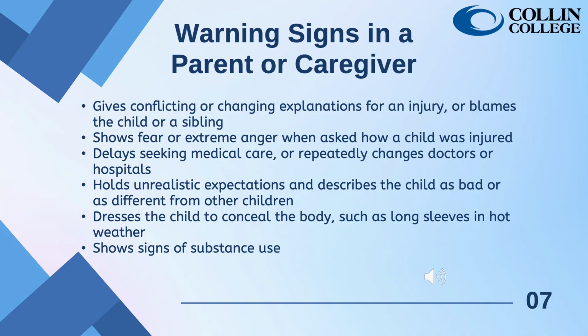Other warning signs include unrealistic expectations for the child's age, repeatedly describing the child as bad or worse than other children, dressing a child in clothing that hides the body, even in hot weather, and visible signs of substance use. None of these alone proves abuse, and you are not in the business of proving it. You are in the business of noticing, documenting, and reporting your reasonable concern.